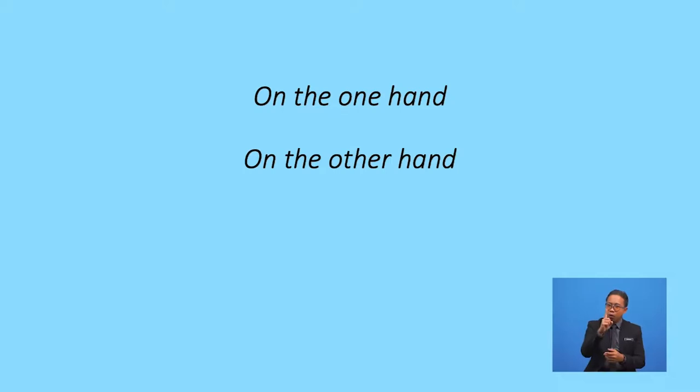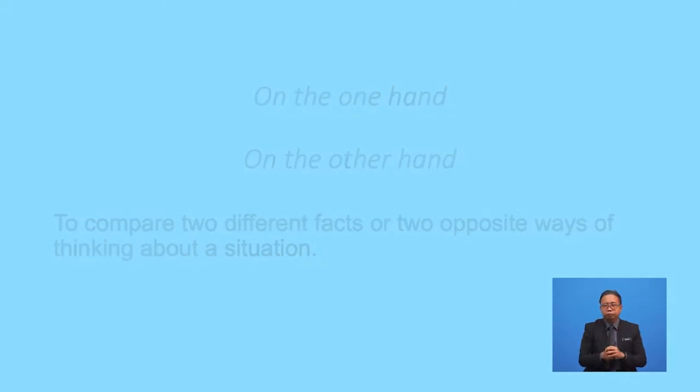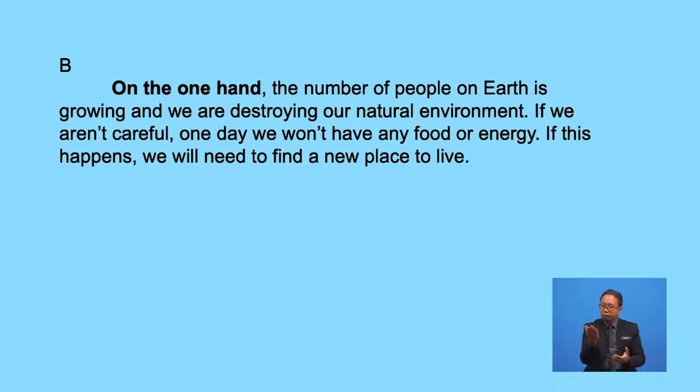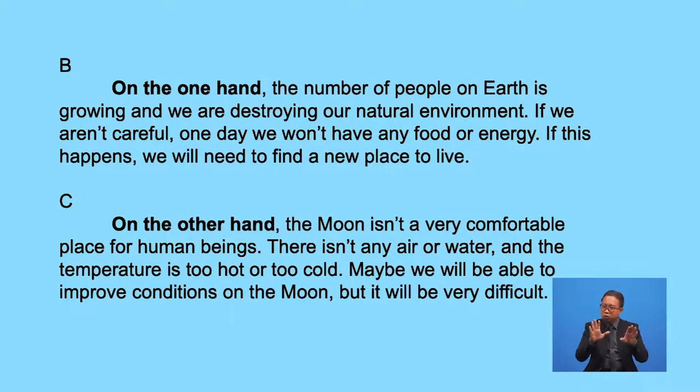On the one hand, and on the other hand. In an opinion essay, we can make the two possible opinions clear with the phrases on the one hand and on the other hand. They are used when you are comparing two different facts or two opposite ways of thinking about a situation. We often use them at the beginning of paragraphs as in the example. On the one hand, the number of people on Earth is growing and we are destroying our natural environment. On the other hand, the moon isn't a very comfortable place for human beings.